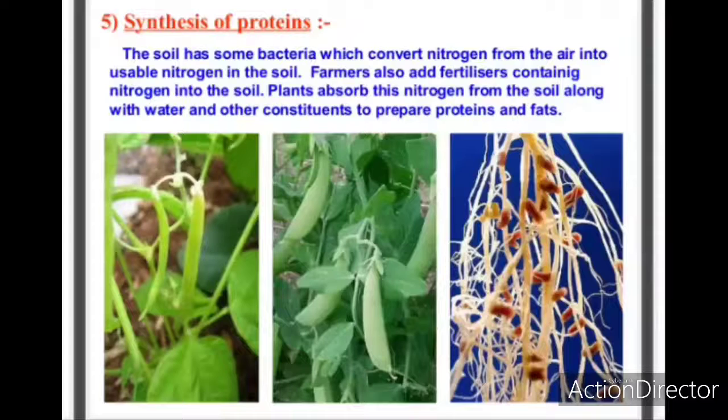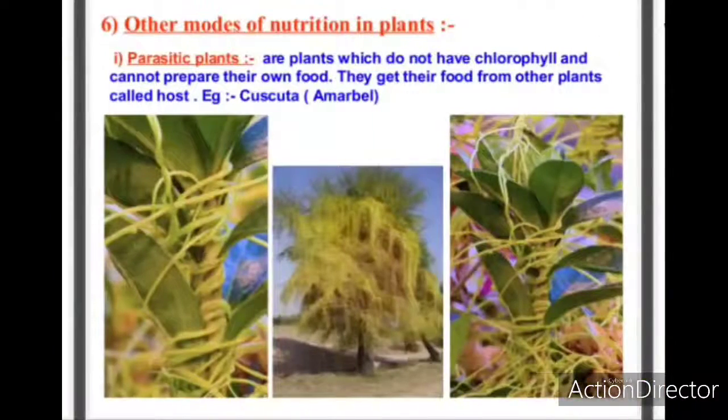Synthesis of proteins. The soil has some bacteria which convert nitrogen in the air into usable nitrogen in the soil. Farmers also add fertilizers containing nitrogen into the soil. Plants absorb this nitrogen from the soil along with water and other constituents to prepare proteins and fats. Other modes of nutrition in plants.